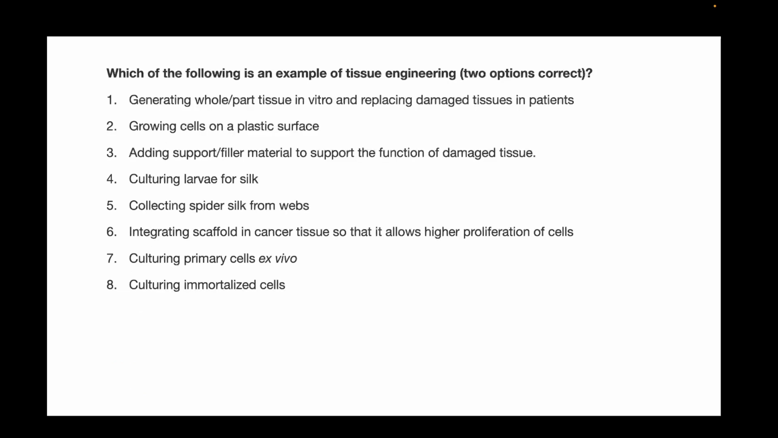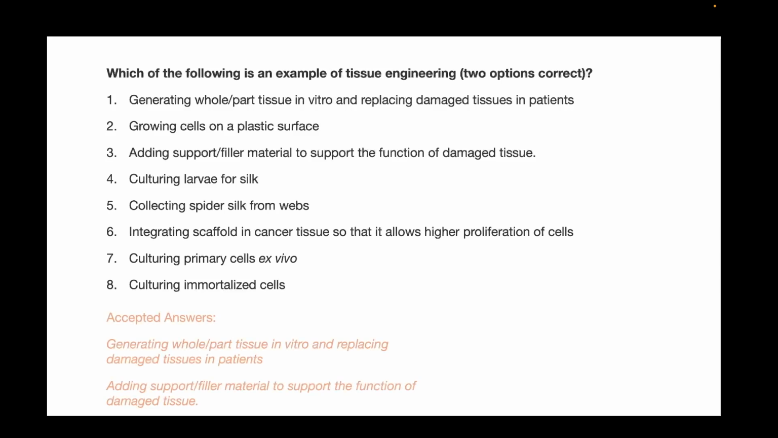Next question was which of the following is an example of tissue engineering? You have to select two correct options here. The correct answers were option 1 and 3, that is generating whole or part tissue in vitro and replacing the damaged tissues in patients, or adding support or filler material to support the function of the damaged tissue. So these two were the correct options.